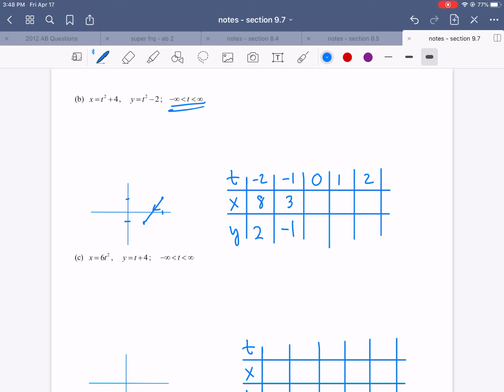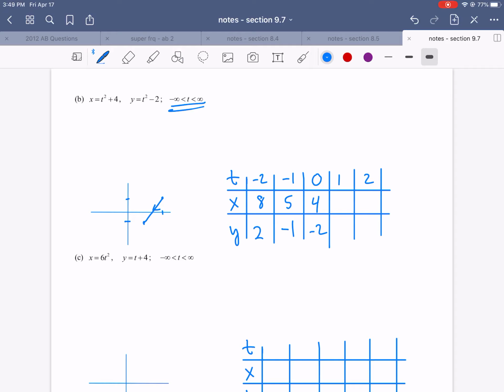And then at 0, I'm going to have 4 and negative 2. So 4 and negative 2. And I believe I might have made a minor mistake here. I believe that number should have been a 5. Yeah, negative 1 squared plus 4 would be 5.